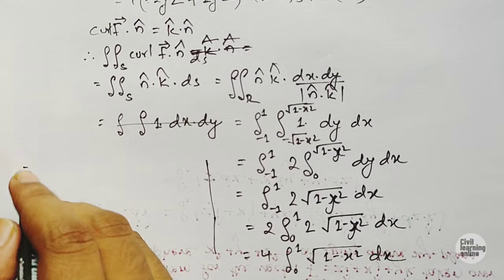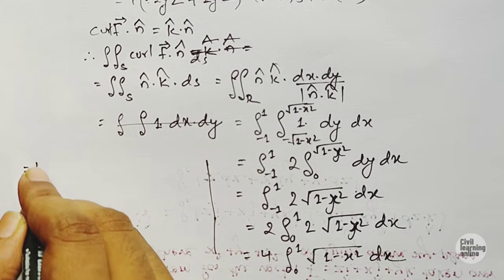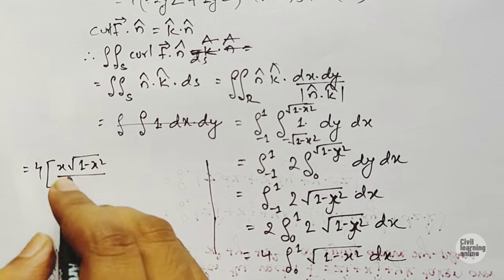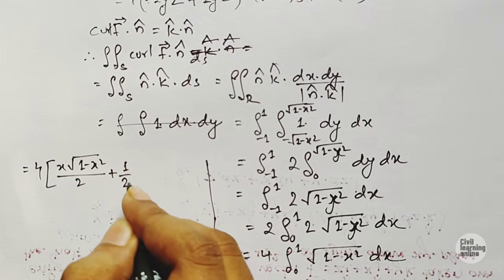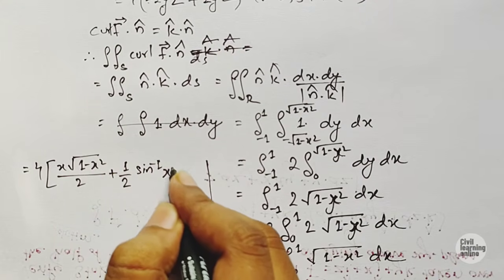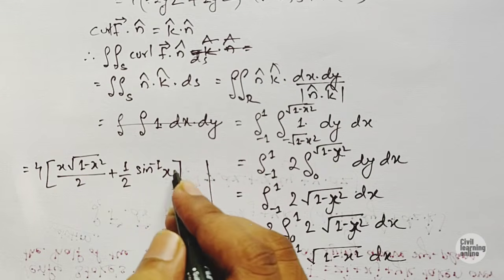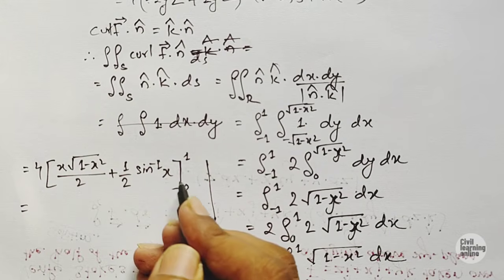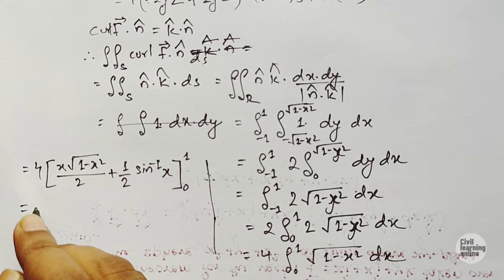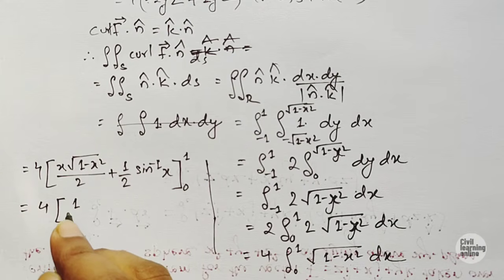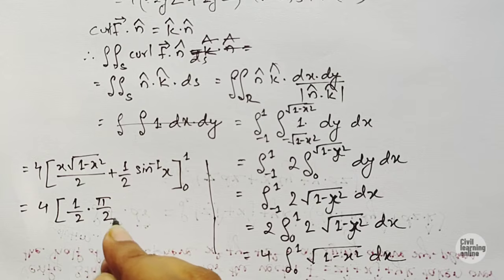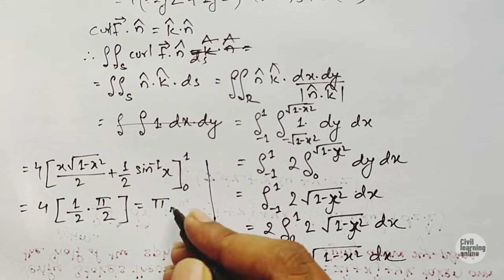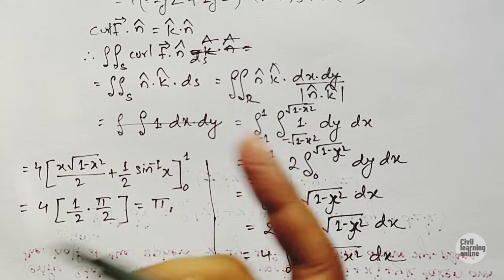On doing so, we will have 4 multiplied by x times root under 1 minus x square upon 2, plus 1 by 2 sine inverse x, and the limit is 0 to 1. On putting the limit, in place of x we put 1, and the lower limit is 0. Doing that, we get 1 upon 2 multiplied by pi by 2. So this 2 and 2 will cancel out with the 4, and we will get pi here, which is equal to our RHS, hence proved.